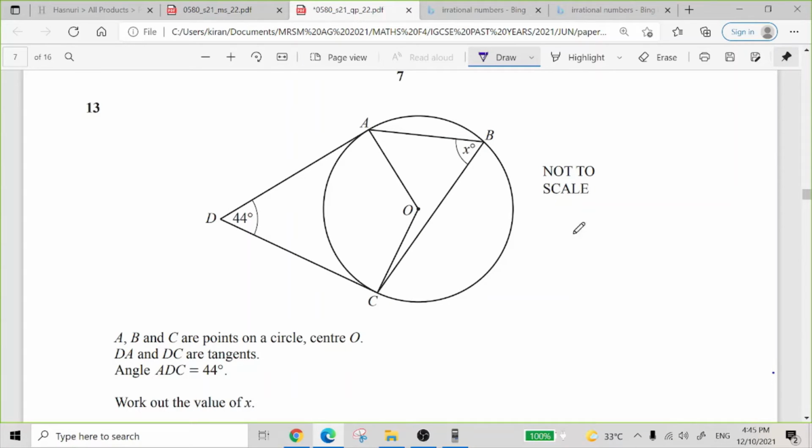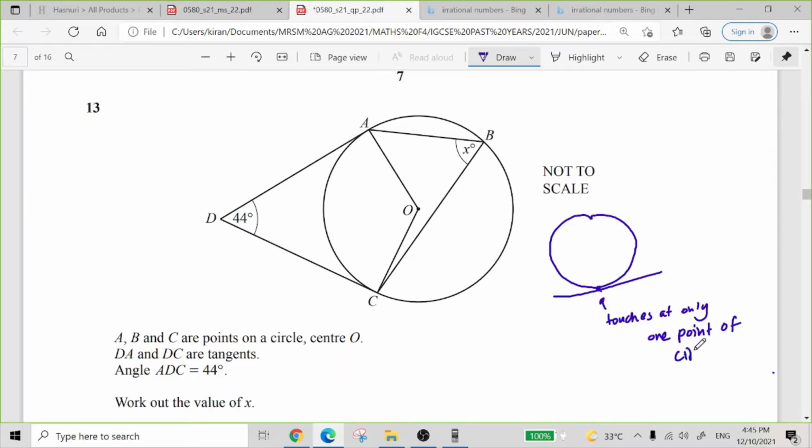Tangents are, when we have a circle, and then we have a radius, and then a line. Sorry, no radius is fine actually. We have a point on the circumference of the circle, and a line that touches at only one point. This line touches at only one point of the circle, or curve. When there is a line like that, we call it a tangent. It means a tangent is a straight line.